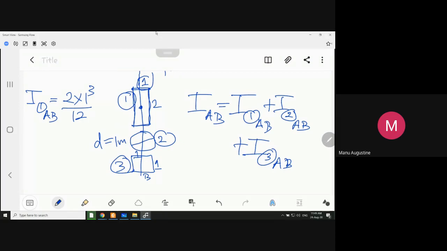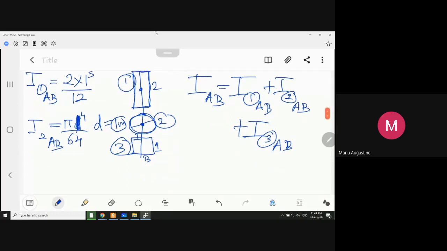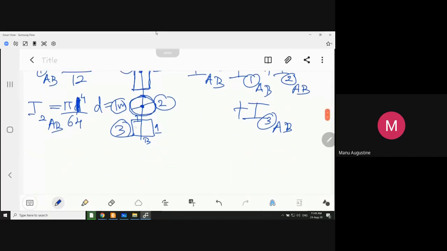Now again, I have to find the value of I2AB. This is a circle. And fortunately, this axis AB is passing through the centroid. So it is very easy. I will simply say pi d raised to power 4 by 64. And since my d is 1, I will simply replace this d with 1. So pi into 1 raised to power 4 by 64. This is my I2AB.